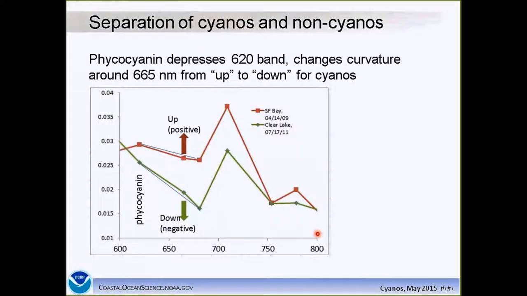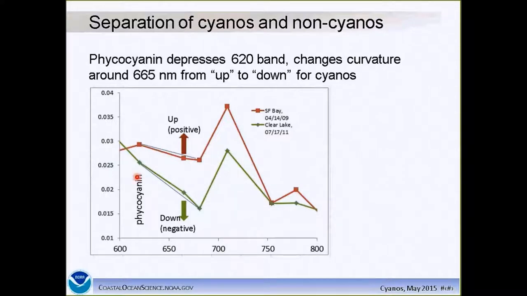Okay. Now, the separation of cyanos and non-cyanos. This is example data. What we have is the phycocyanin changes out here, so we end up with a curvature right at this point. There's a little dip downward if it's phycocyanin, and you see it goes valley upward if it's a diatom. This is actually data from a diatom bloom in San Francisco Bay, and this is Clear Lake. By the way, I actually found real data from California. I figured you'd appreciate that. That distinction is subtle, but it's a real issue caused by the phycocyanin change.